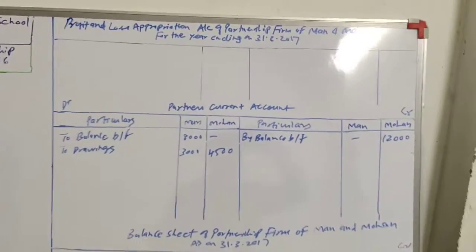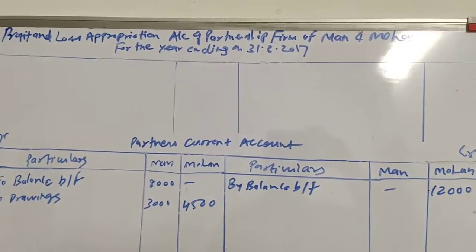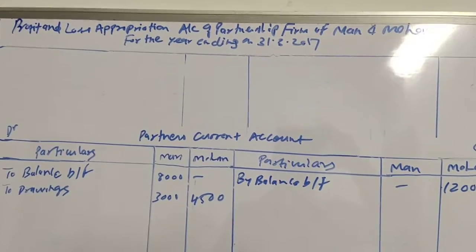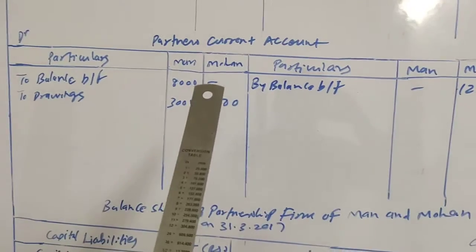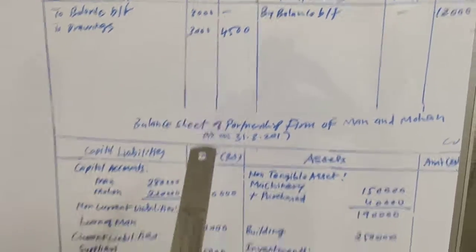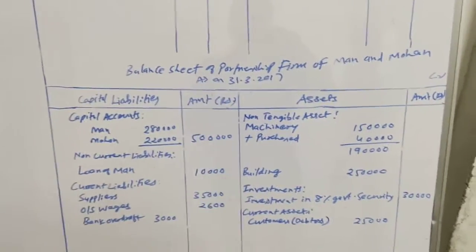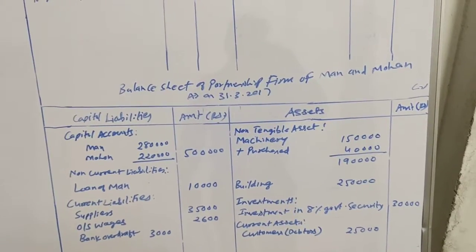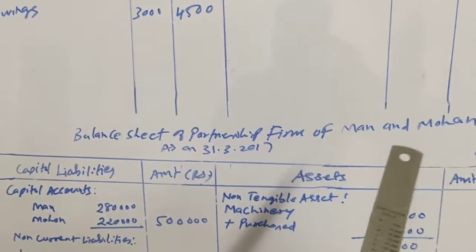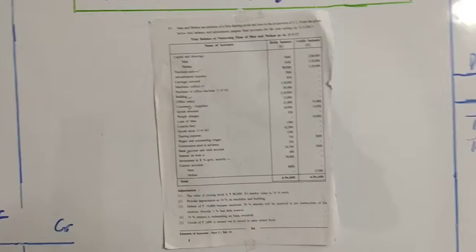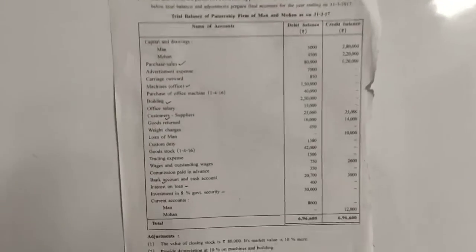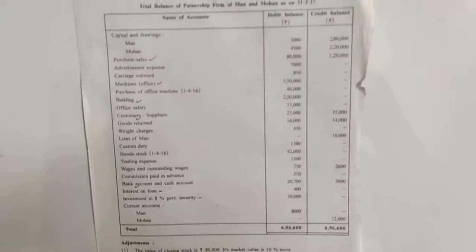The other account is the profit and loss appropriation account of Man and Mohan, as we can see here, and then the partners current account, and finally the balance sheet of partnership firm of Man and Mohan as on 31/3/2017. First of all, we will be taking the items of trial balance and we will record accordingly.